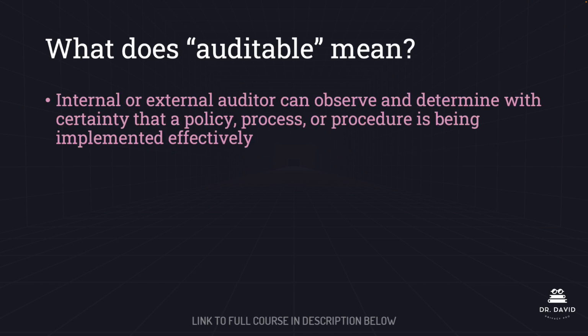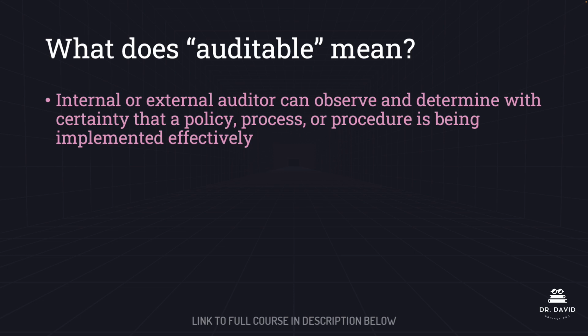The final term that we're going to address in this lecture is auditable, and we really touched on this just a moment ago when we were talking about compliance. When we're talking about an auditable policy, process, or procedure, we mean that an internal or external auditor can observe and determine with certainty that that policy, process, or procedure is being implemented effectively.